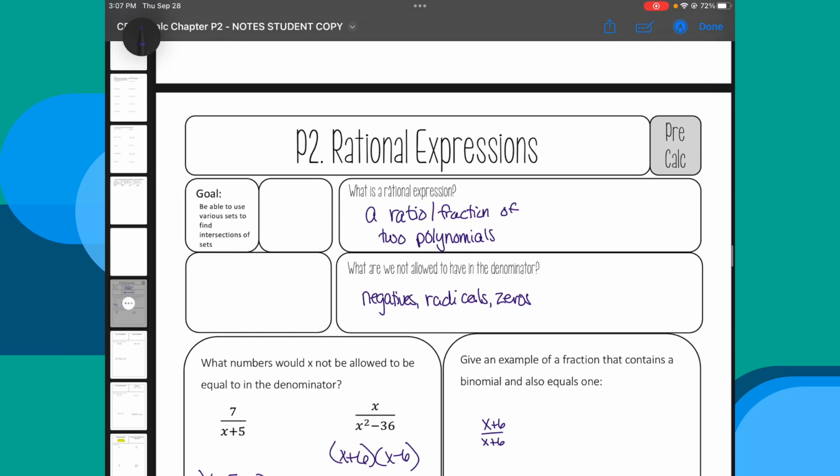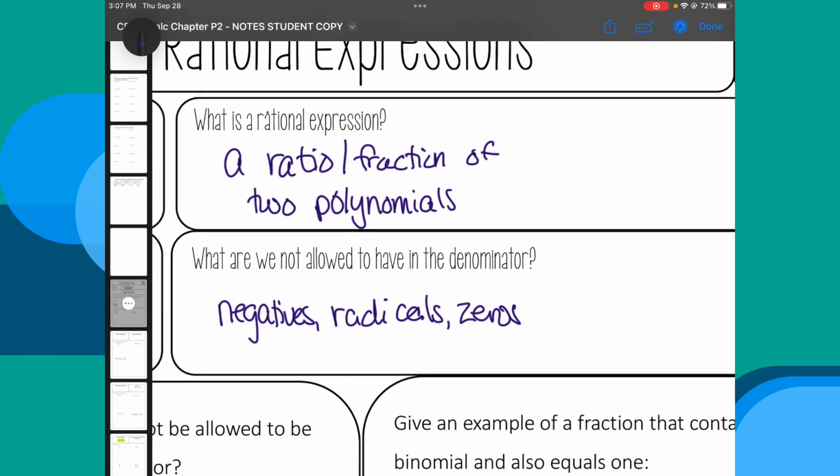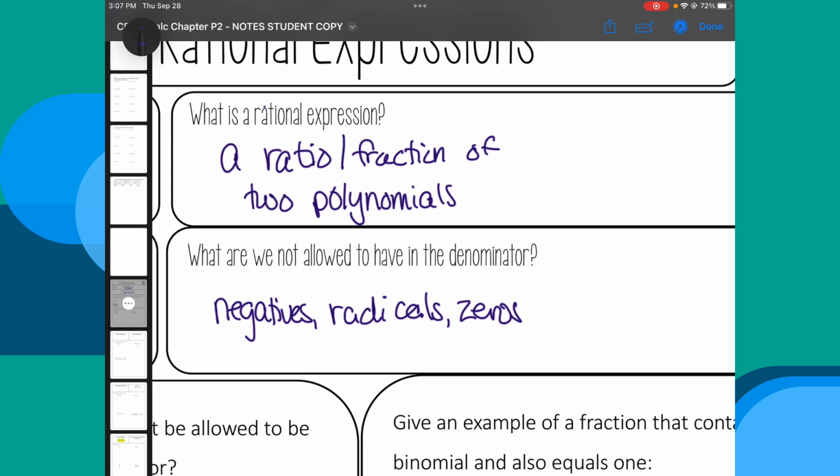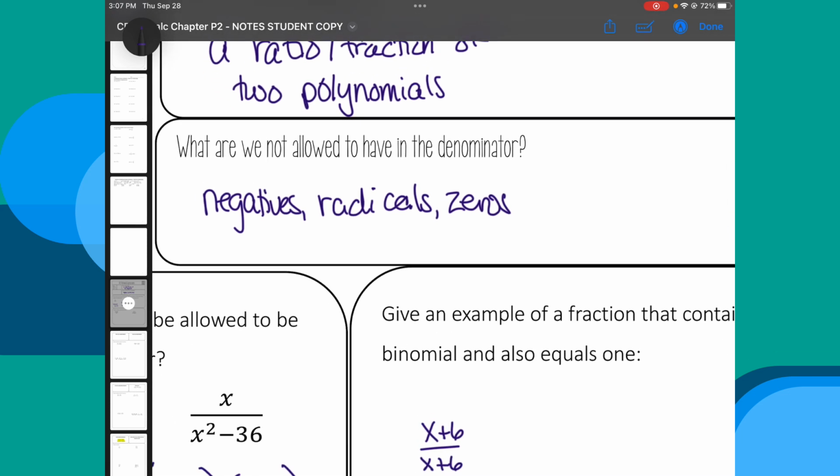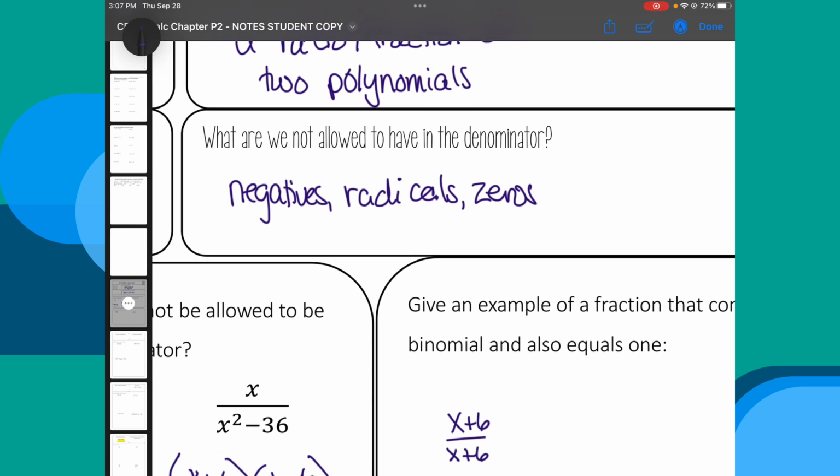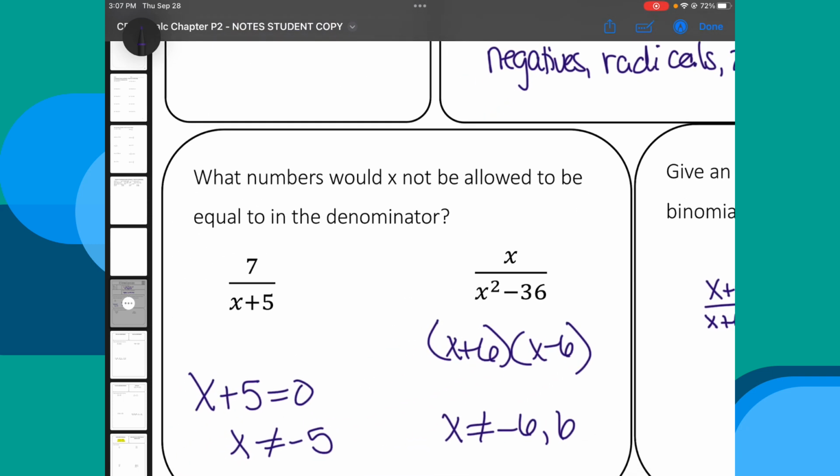All right, let's talk about rational expressions. What is a rational expression? It's a ratio or fraction of two polynomials. And we're not allowed to have negatives in the denominators or radicals, which we've already talked about previously in this year. But we're also not allowed to have 0 in the denominator. So that's going to come up when we talk about restrictions.